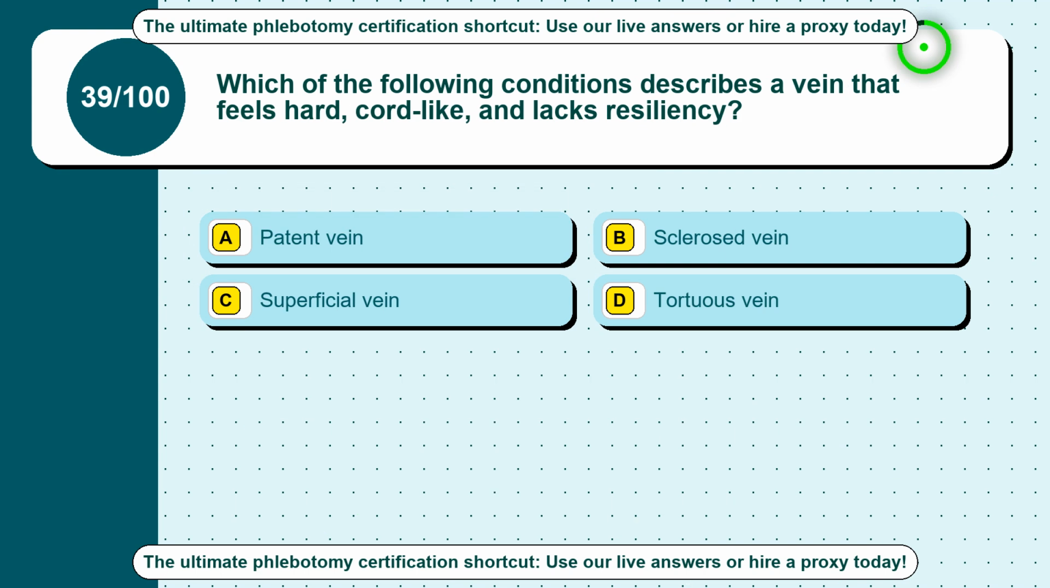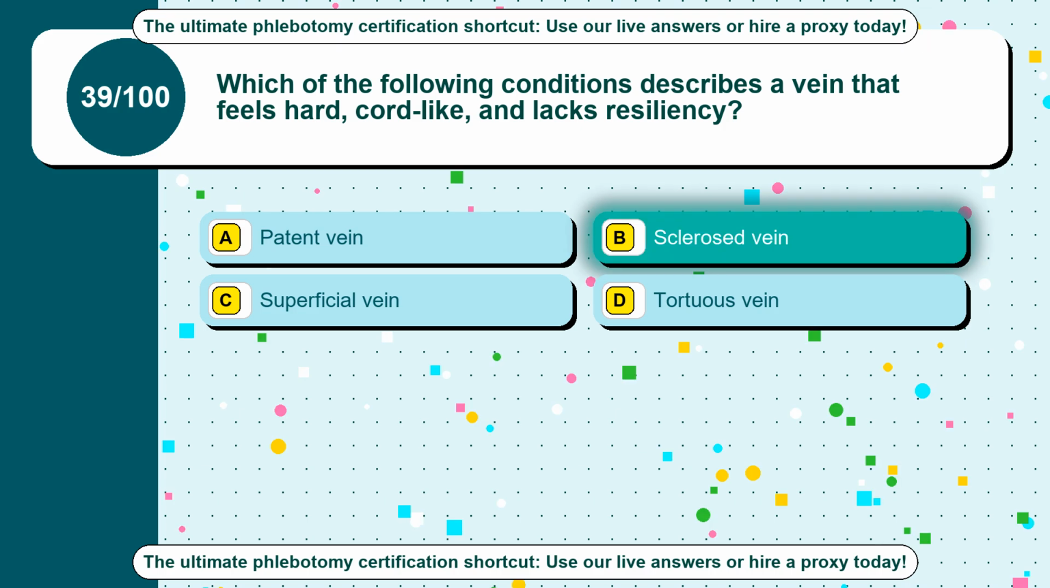Question 39. Which of the following conditions describes a vein that feels hard, cord-like, and lacks resiliency? Option A, patent vein. Option B, sclerosed vein. Option C, superficial vein. Option D, tortuous vein. The correct answer is option B, sclerosed vein.